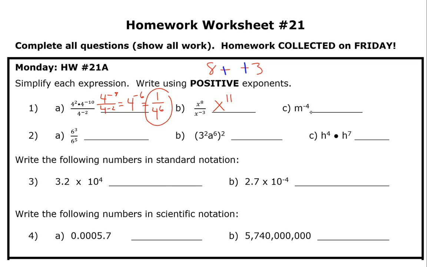For question C, there are no operations to follow, but to make the power positive, we need to take the reciprocal. For question 2, I'm going to keep the base the same. 6 divided by 6, we'll keep it as 6, and 3 subtract 5 is -2. We're going to take the reciprocal and make the power positive.